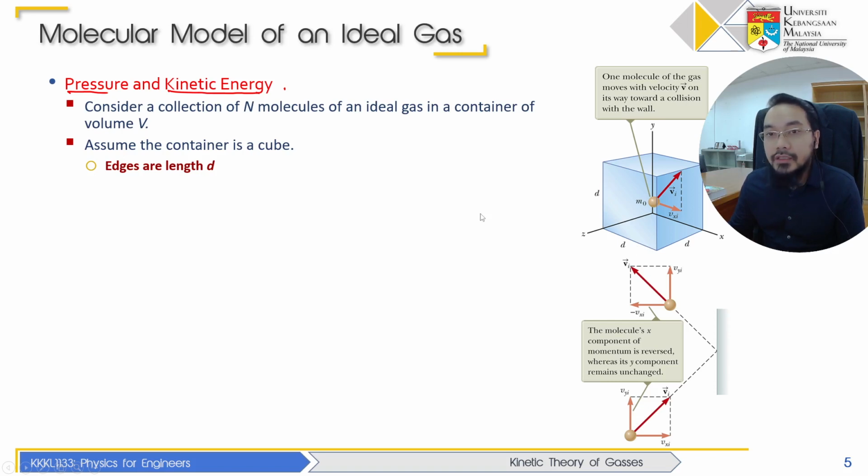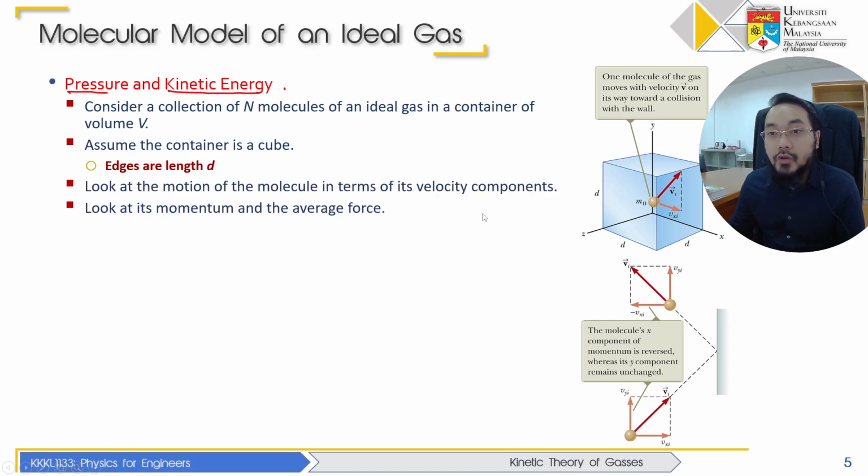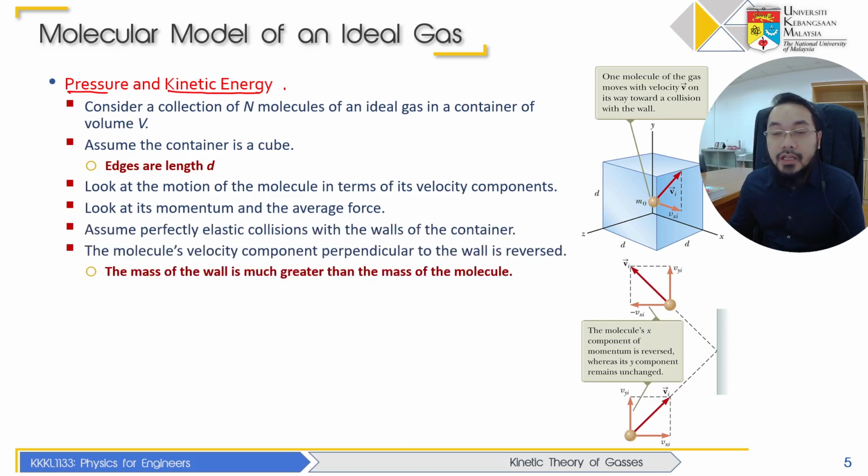If we look at the motion of the molecule in terms of its velocity components, we look at its momentum and average force. Assume perfectly elastic collision with the walls of the container. The molecule's velocity component perpendicular to the wall is reversed. The mass of the wall is much greater than the mass of the molecule. So let's go through this once again.